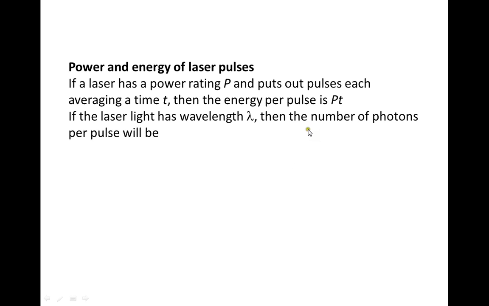If a laser has a power rating P and puts out pulses of average time t, the energy per pulse will be given by Pt. If the laser light has a wavelength lambda, then the number of photons per pulse will just be the total energy divided by the energy per photon. This is given by this equation here.